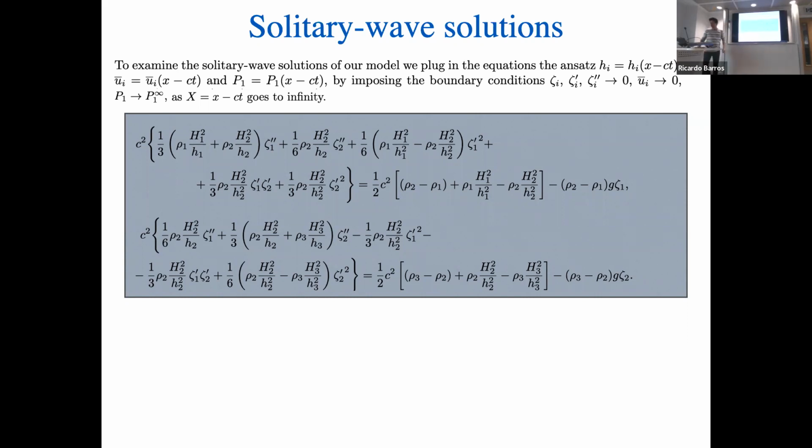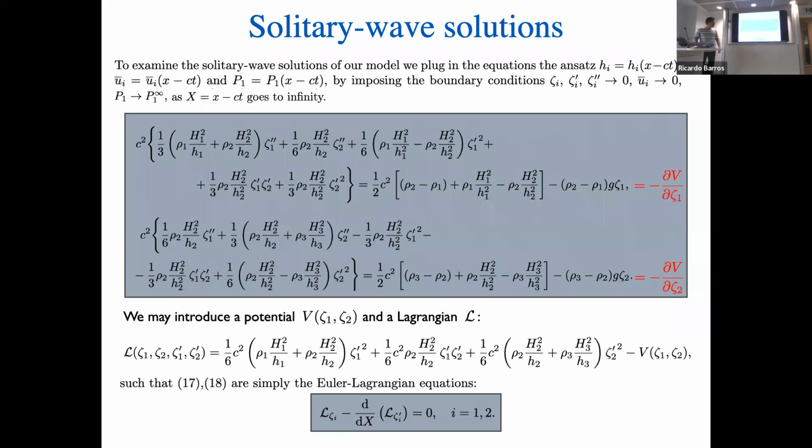What is interesting about this system is that I can see the right-hand side of this as being the minus partial derivative with respect to Z1, and that being the minus partial derivative with respect to Z2, of a certain potential. Which means that this coupled system of ODEs is actually the Euler-Lagrange equations for a given Lagrangian, which is written here. This is the potential, and this is basically the kinetic energy. So this is equivalent to a Hamiltonian system with 2 degrees of freedom.